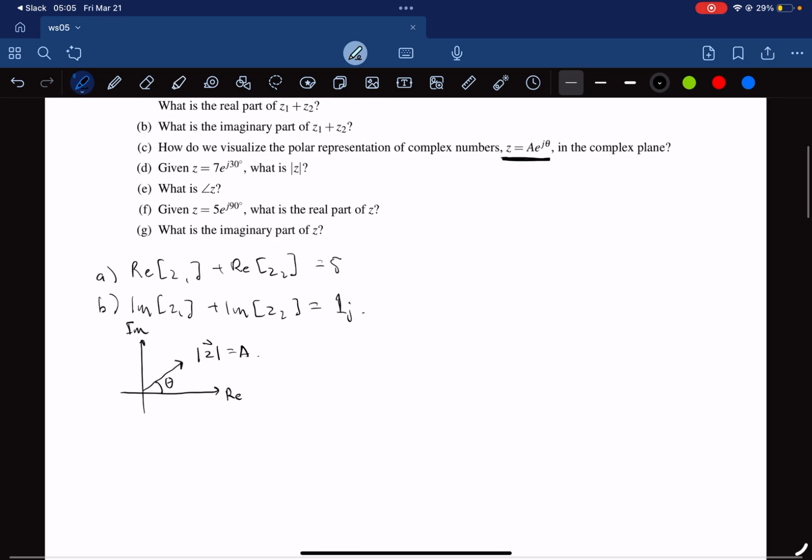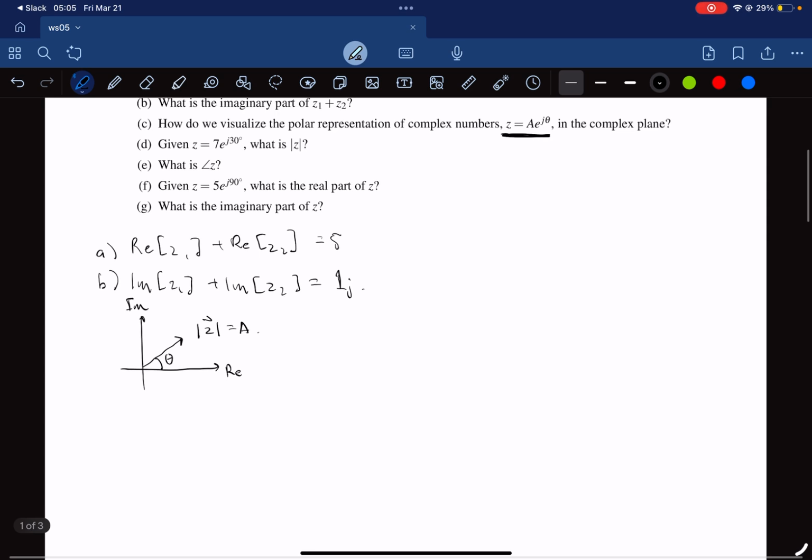Okay, so applying this knowledge, part D: for the vector it gives, which is 7e to the j 30 degrees, what is the magnitude of that vector? It just tells us the magnitude is going to be equal to 7. And part E, same thing, kind of. It asks us for the angle, for which we can just pull the angle from the exponent of the e by definition of how we represent these numbers. That's just going to be equal to 30 degrees.